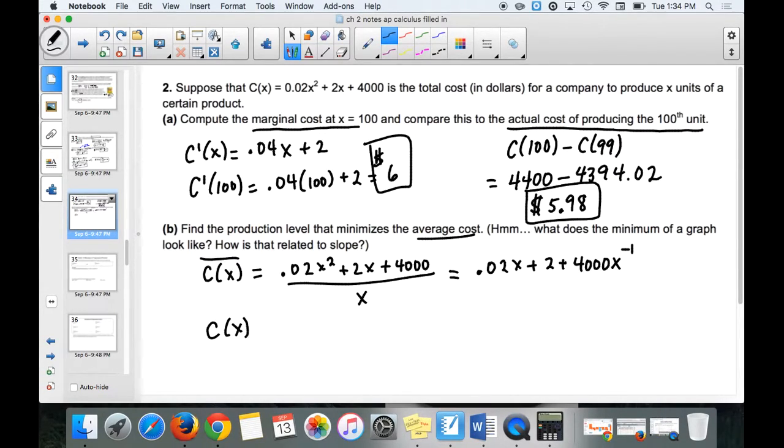So C bar prime, isn't it fun saying all these math things? C bar prime is going to be 0.02 minus 4,000x to the negative 2. And we said we wanted when our slope is equal to 0. So we're going to set that equal to 0. So now I'm going to rewrite it as 4,000 over x squared. So I have 0.02 minus 4,000 over x squared.